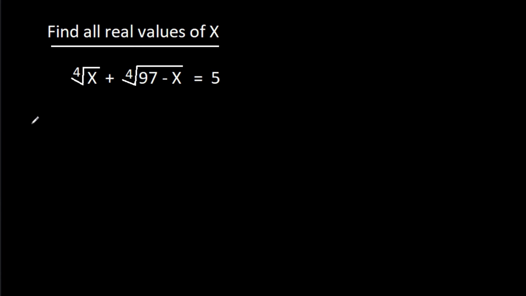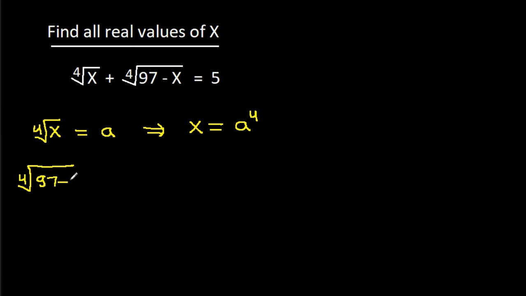So if we take 4th root of x is equal to a, then from here we can get x is a power 4. And if we take 4th root of 97 minus x is equal to b, then from here we can get 97 minus x is equal to b power 4.